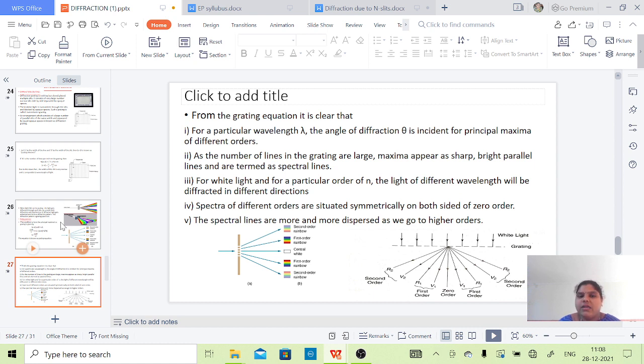For white light and a particular order n, light of different wavelengths will be diffracted in different directions, so the diffraction also depends upon the wavelength of each color. Spectra of different orders are situated symmetrically on both sides of the zero order, as we saw in the previous diagram. The spectral lines are more and more dispersed as we go to higher orders.